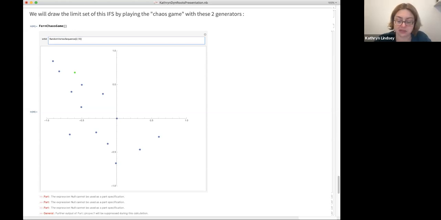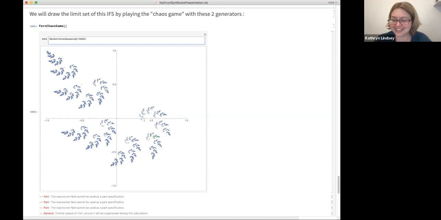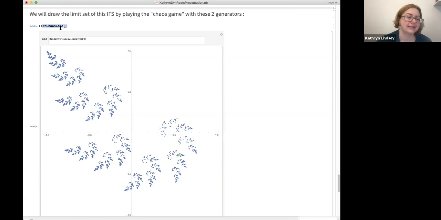We'll take a sequence of 10 of them. Yep, okay. Here's the magic: 100 of them, 1,000 of them, 10,000 of them. Okay, so I think this is so darn cool. So out of those really simple functions, we get this incredibly complex structure arising. And so I titled this little app Fern Chaos Game because it looks like a fern, obviously.